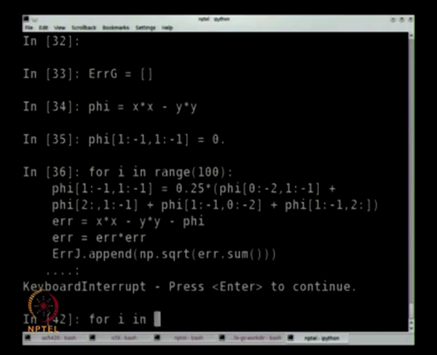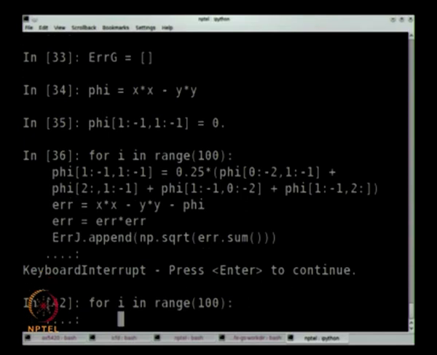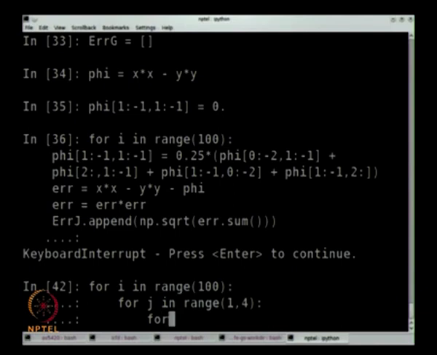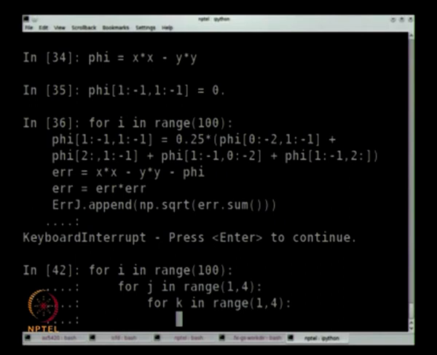For i in range 100, yeah, what do we want to do now? For j in range 1 comma 4, for k in range 1 comma 4. You have already done this. This is most probably a hassle, but anyway it is okay.